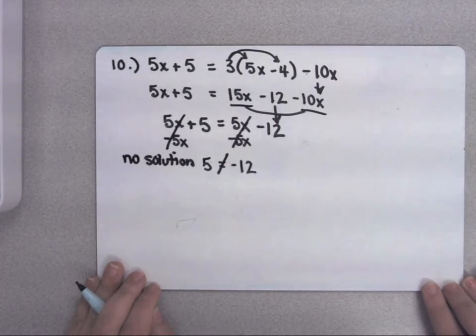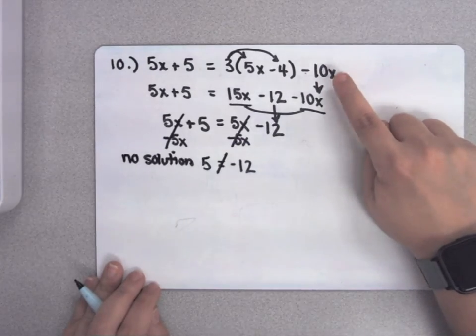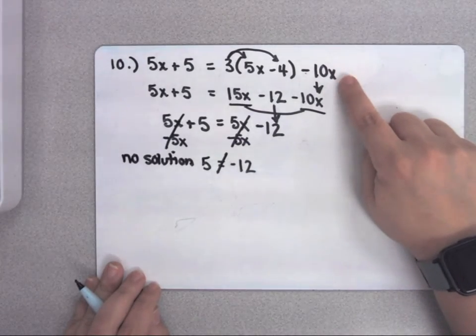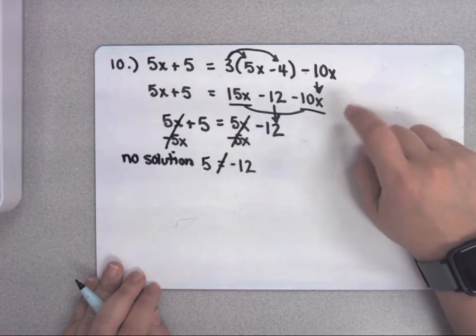Does that make sense? Right? They always do this to you, whether it has an X or not. They're always going to throw an extra combining like terms in there. Okay?